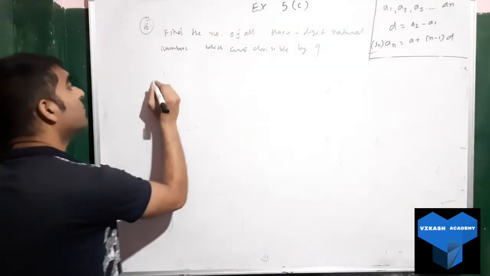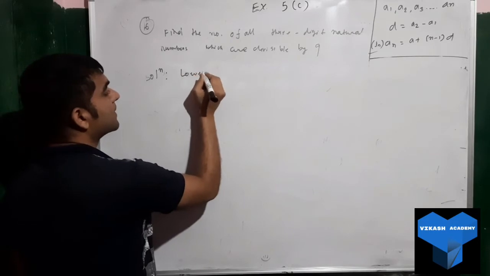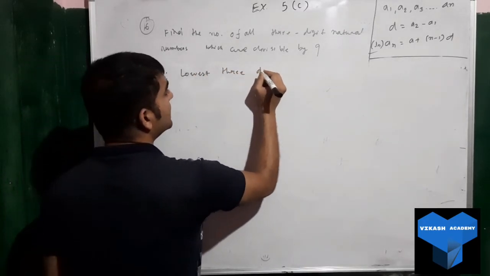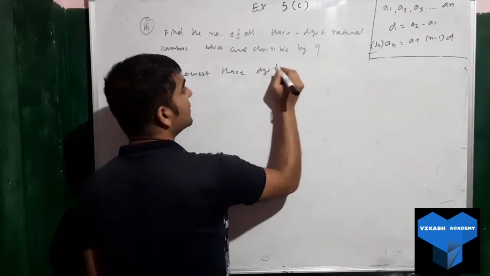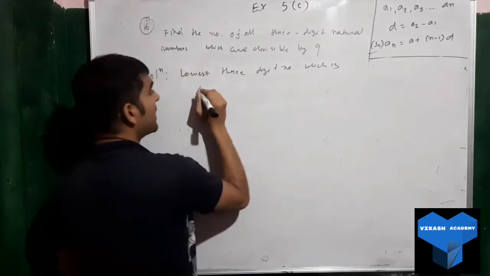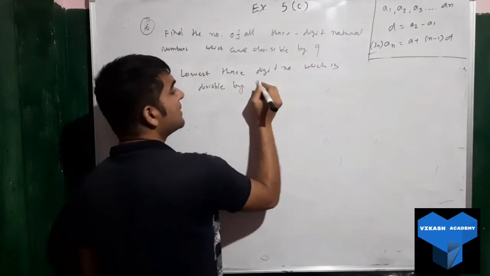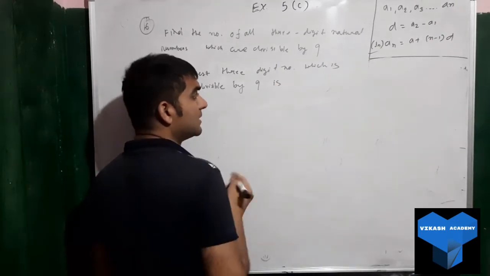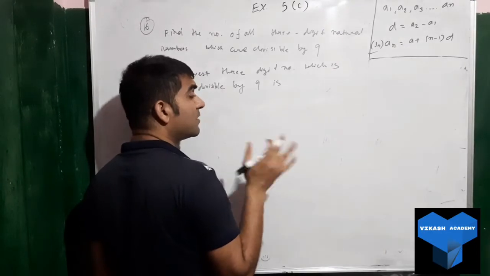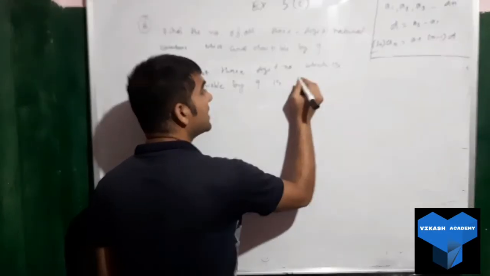Lowest solution. What solution will be the lowest three-digit number which is divisible by 9? Let's see: 101, 102, 103, 104, 105, 106, 107 are not divisible, but 108 is divisible.